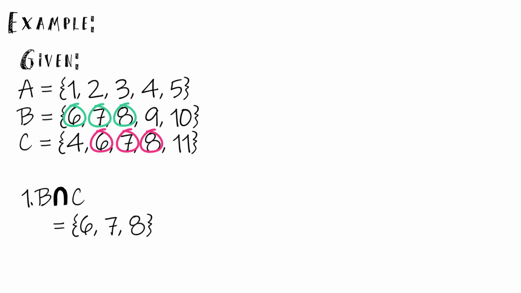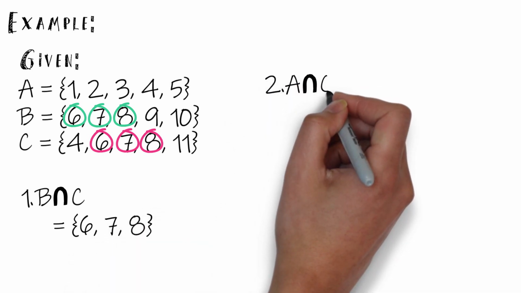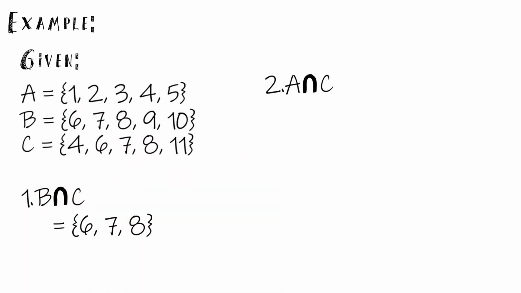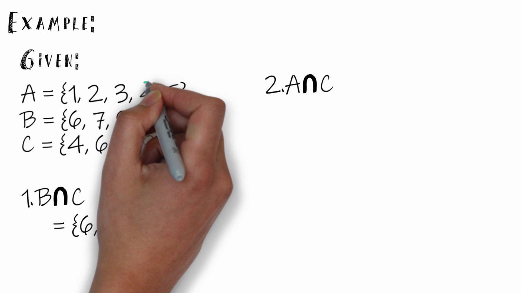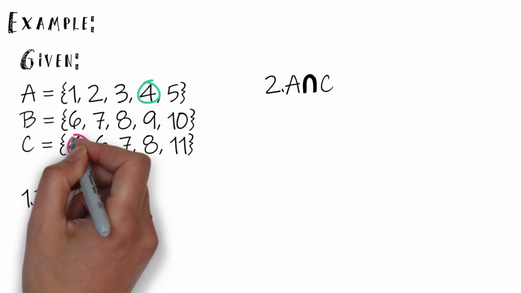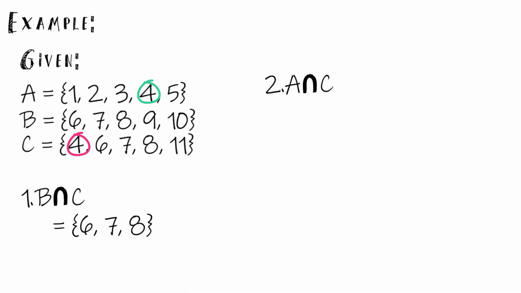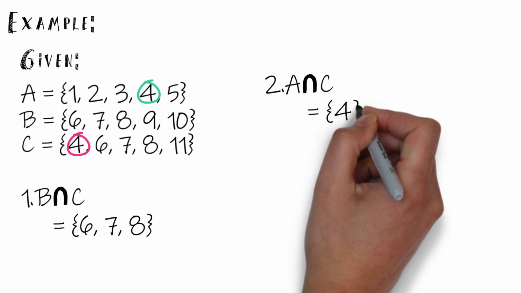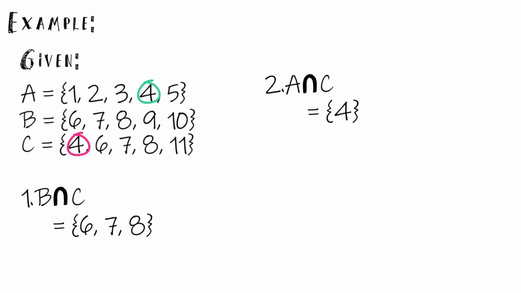Now let's have another example. Number 2, the intersection of set A and C. Set A has the elements 1, 2, 3, 4, 5, and set C has the elements 4, 6, 7, 8, and 11. What are the common elements between these sets? We have 4 and 4. Therefore, the intersection of set A and set C is equal to 4.